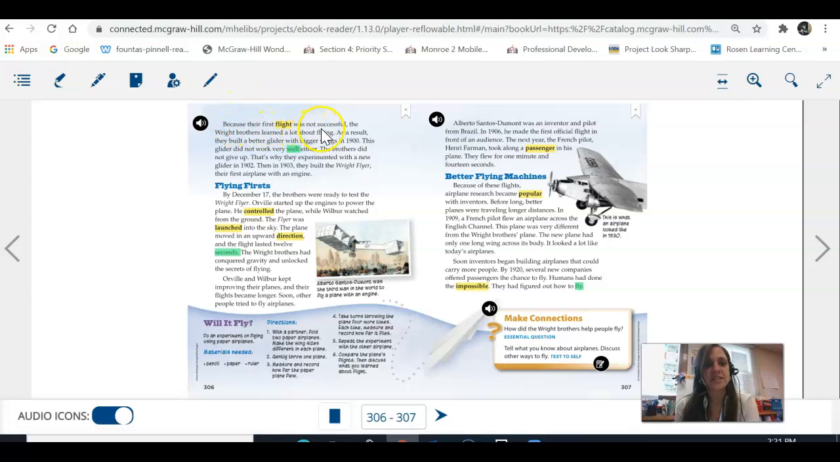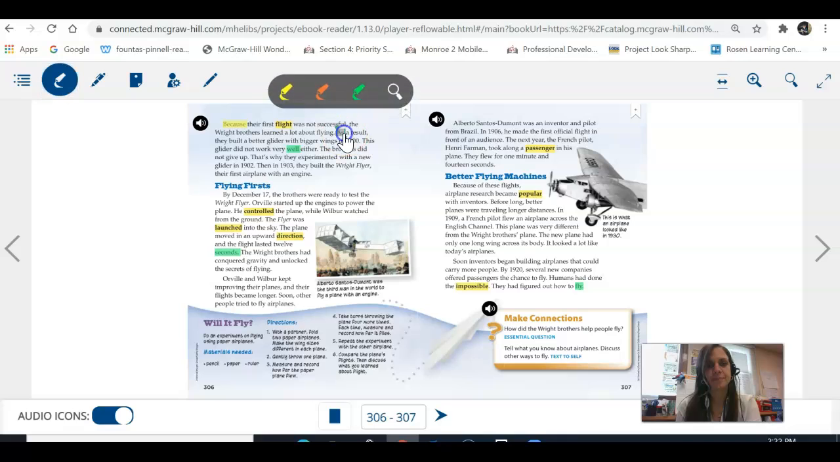Because their first flight was not successful, the Wright brothers learned a lot about flying. I see another signal word that shows a cause and effect relationship. That word, because. So because their first flight was not successful, the Wright brothers learned a lot about flying. Then as a result, they built a better glider with bigger wings in 1900. There's another signal word, or a signal phrase.